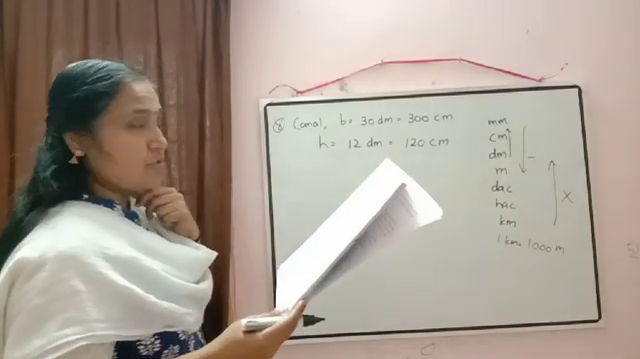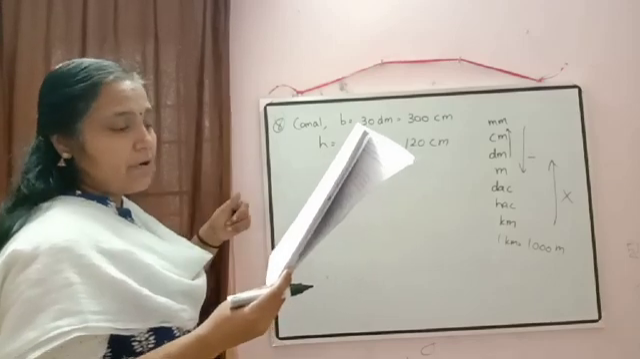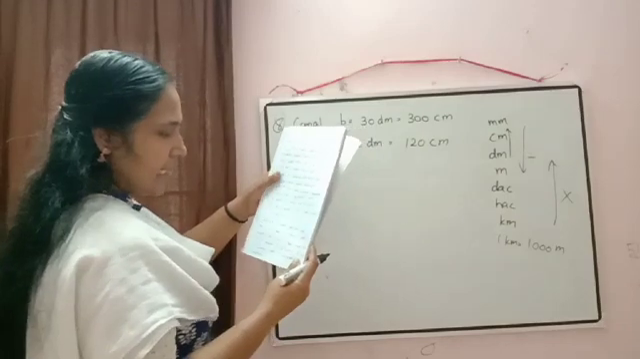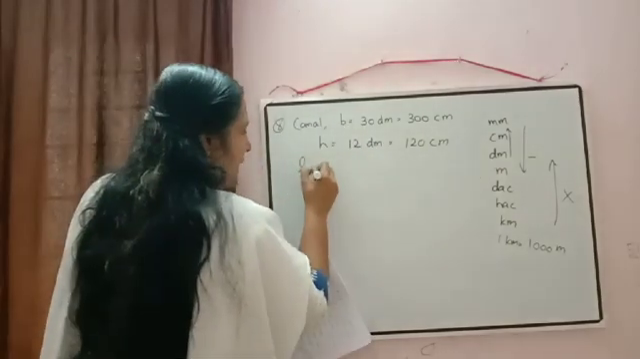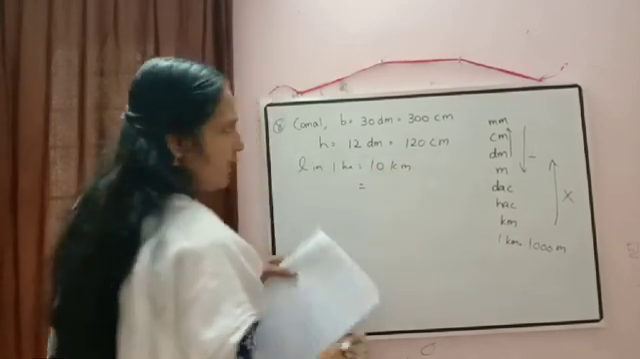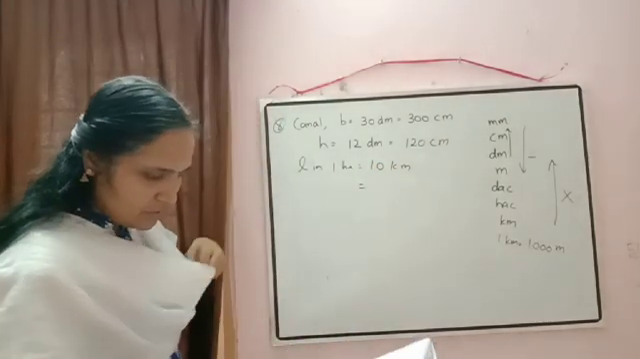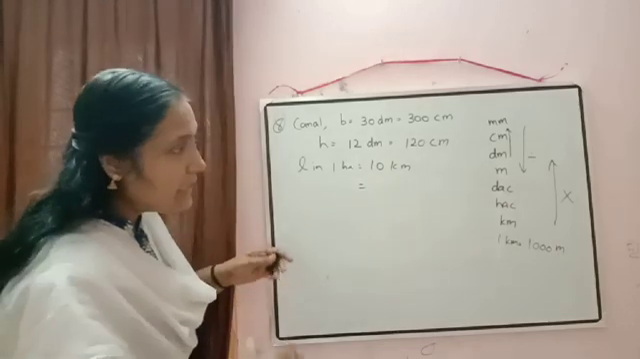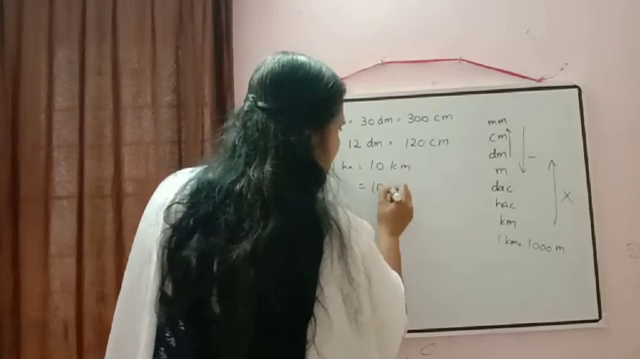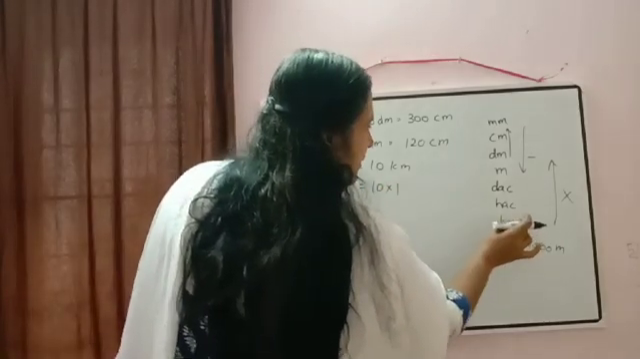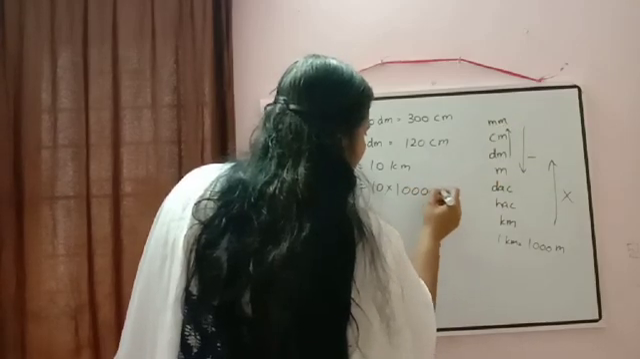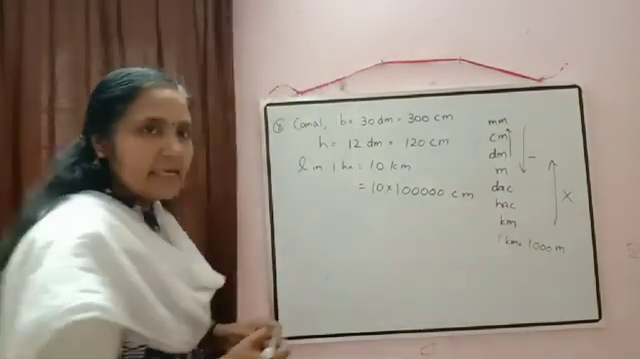So length is also given. The canal is in the shape of a cuboid. It is flowing with a velocity of 10 kilometer per hour, meaning the length in 1 hour is equal to 10 kilometer. Now we will convert that kilometer into centimeter. So what will come there? How many zeros? 1, 2, 3, 4, 5 zeros equal to centimeter.